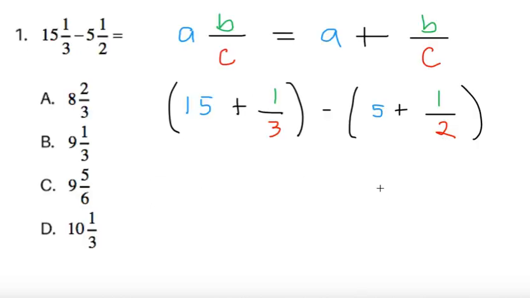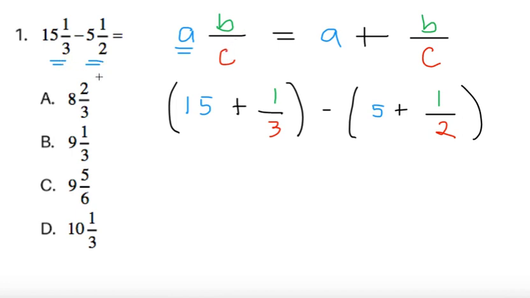For question 1, 15 and 1/3 minus 5 and 1/2. Note that these two numbers are called mixed fractions of the form a and b over c. Any mixed fraction can be separated as a plus b over c, so the whole part, the number here, and then b over c.